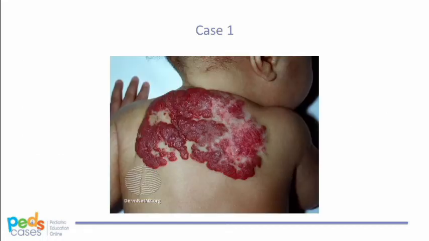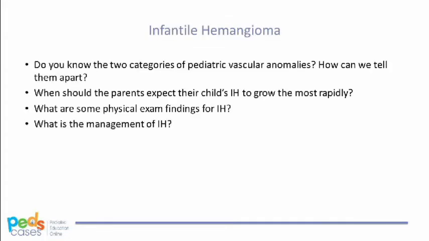Past medical history. Sarah weighed less than 6 pounds at birth. She and her twin sister were delivered via an uncomplicated cesarean section. Family history. The mother is a healthy 34-year-old woman with no medication exposure during pregnancy. Do you know the 2 categories of pediatric vascular anomalies, and how can we tell them apart?